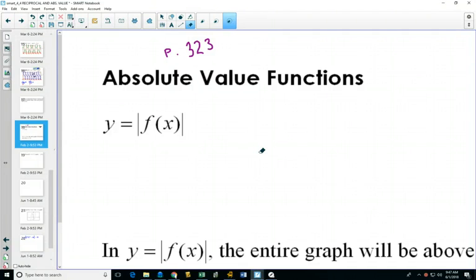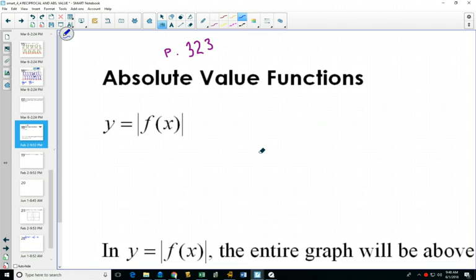Absolute value functions is the last special transformation that we're going to do. So we've done reciprocals of any function. We've done square roots of any function. And so now, what would happen if we put any function inside absolute value bars?